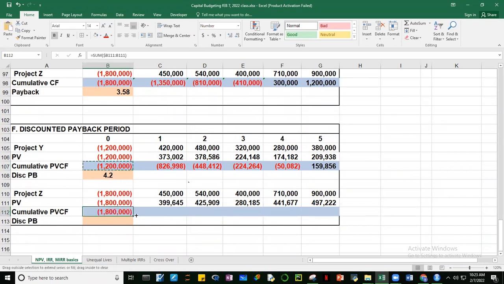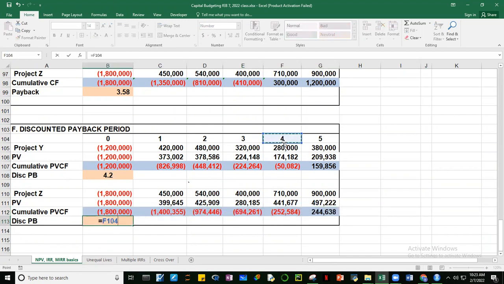So once again, cumulative natin yung cash flows natin. So this is equal to 4 years plus how much is still required? This one divided by, makukuha natin 497.